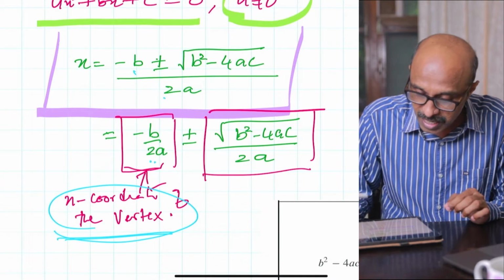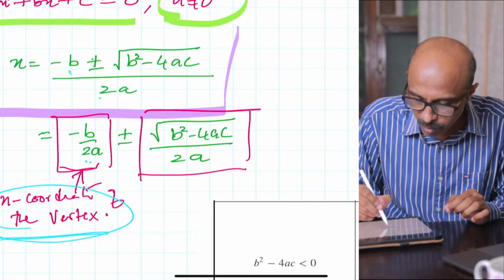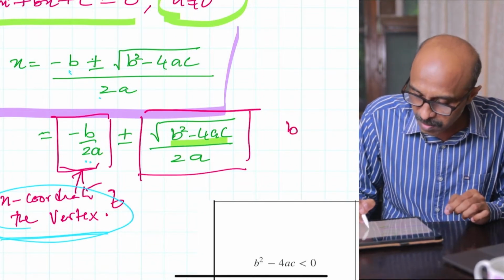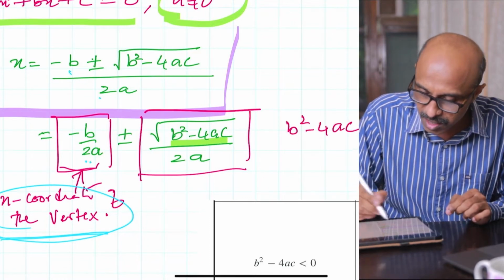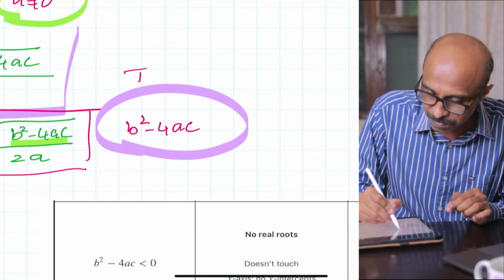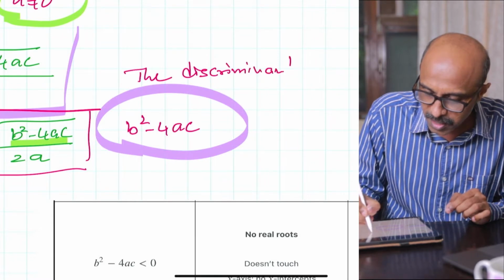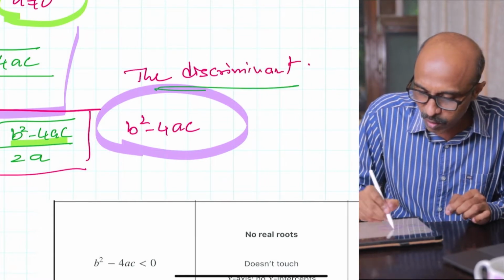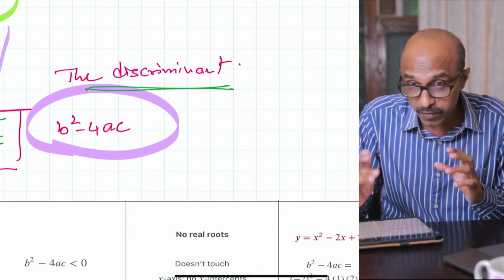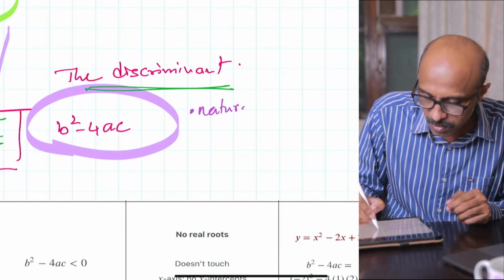The second term is under root of b squared minus 4ac over 2a. Here, the term that's of most importance to us is the term under the square root sign, b squared minus 4ac. This term is very, very important. This is called the discriminant. It's called the discriminant because it discriminates, or differentiates, the nature of the roots.